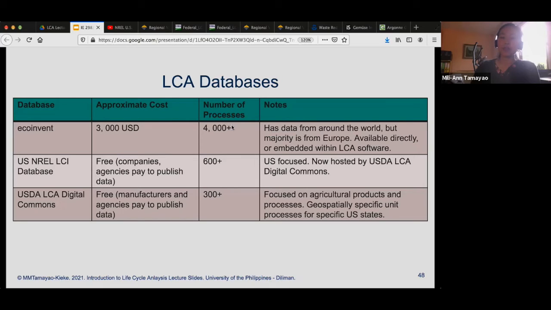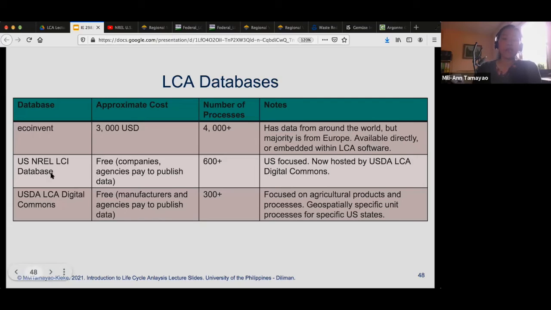The number of processes that are included in EcoInvent is 4,000 plus. Of course, this could be higher now. However, although it has data from around the world, the majority is from Europe. And it is available directly or embedded within LCA software. Available directly meaning you can just purchase the EcoInvent itself.